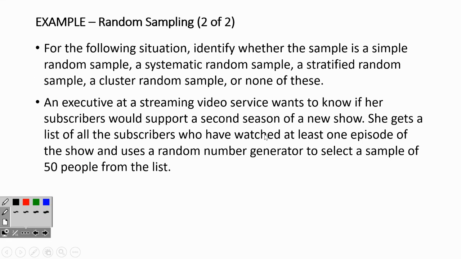All right, same thing. An executive at a streaming service wants to know if her subscribers would support a second season of a new show. She gets a list of all the subscribers who have watched at least 1 episode of the show and uses a random number generator to select a sample of 50 people from the list. So take a second, pause, and see if you have your idea.